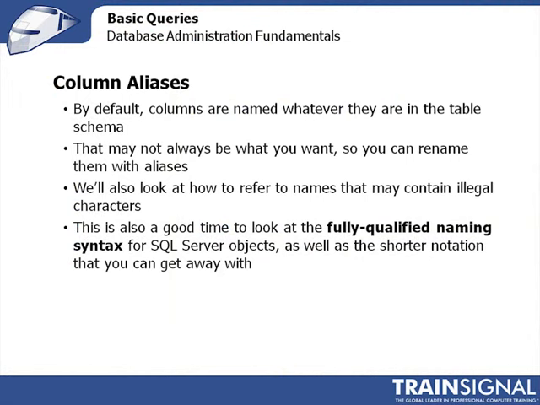By default, the columns in your result sets are named whatever they are in the original table schema. That might not always be what you want, so you can rename the columns with aliases. Now, you're not actually changing the name of the column in the table. You're merely changing the column name that's presented to you in your result set. We should also take a look at how to refer to names that might contain characters that SQL Server considers illegal. And this is probably a good time to look at SQL Server's fully qualified naming syntax, as well as the shorter notation that you can get away with and save your fingers a little bit of effort.